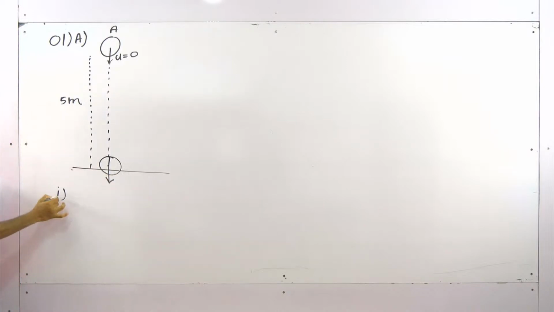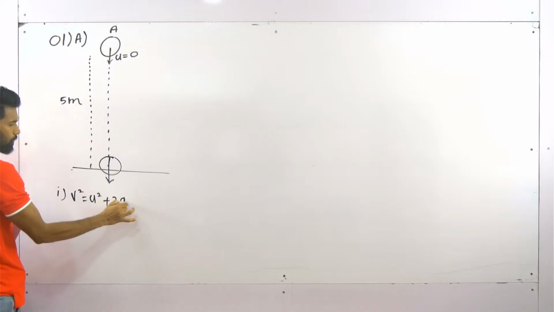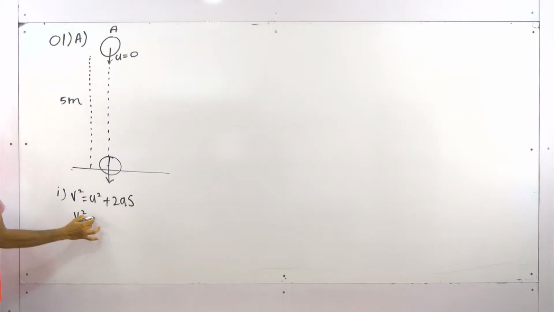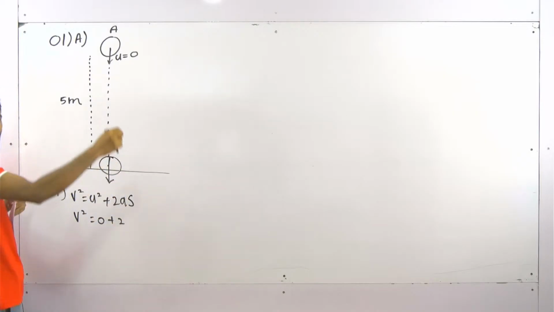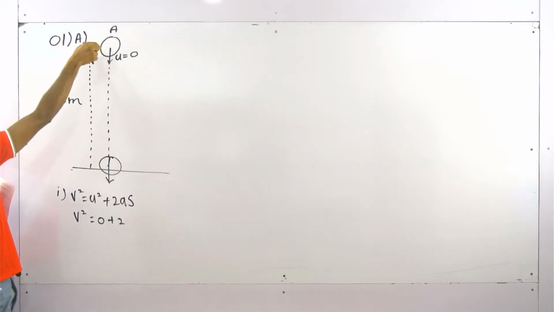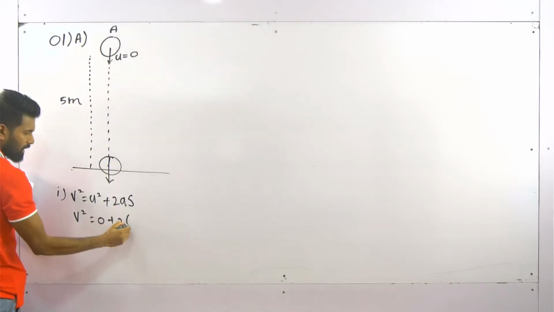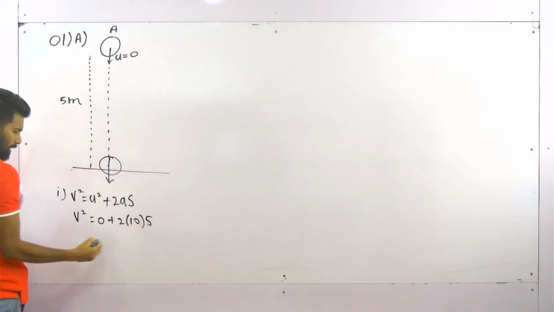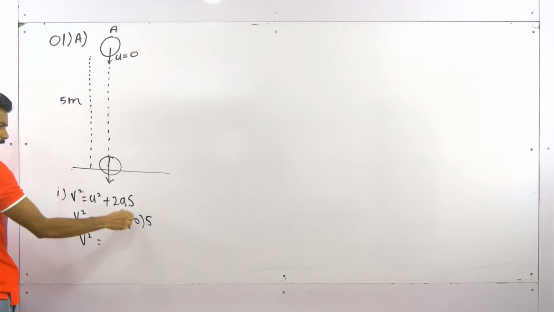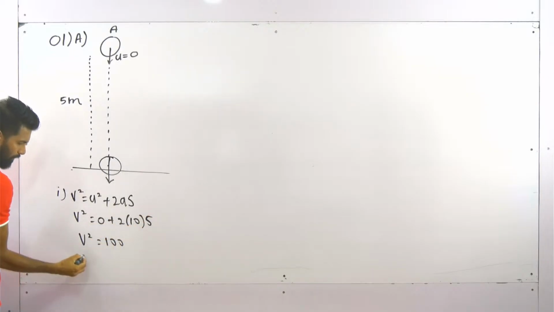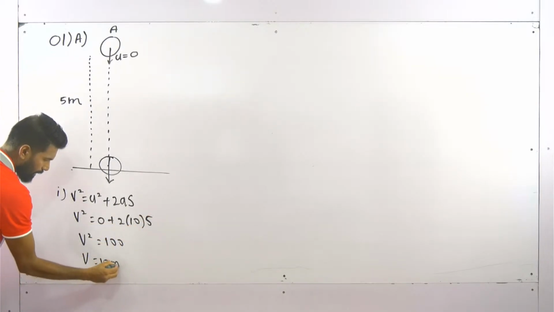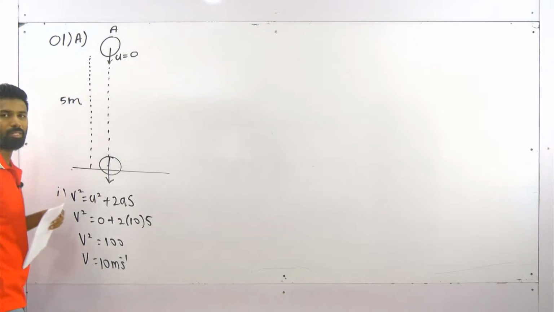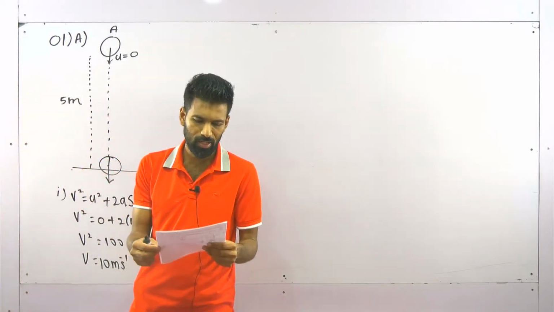What is v? Applying v square is equal to u square plus 2as. Initially it's 0, released. Then 2. When an object is released from a higher point and it is coming downward, acceleration of gravity is plus 10. It has to come 5 meters. So v square is equal to 100. So the velocity that it hits the ground will be 10 meters per second.